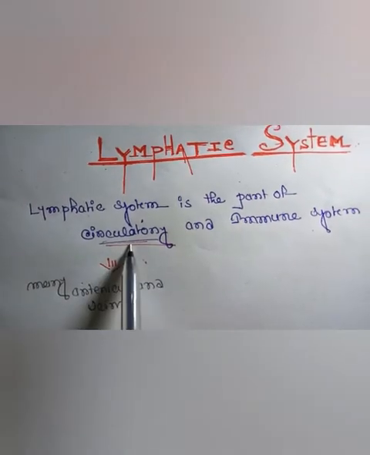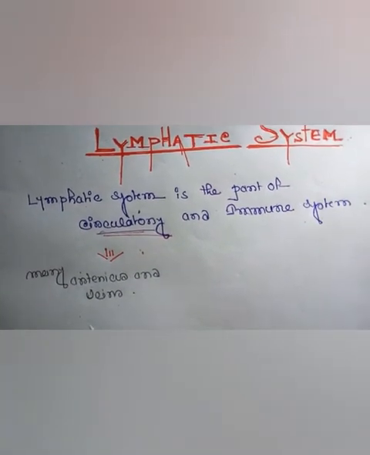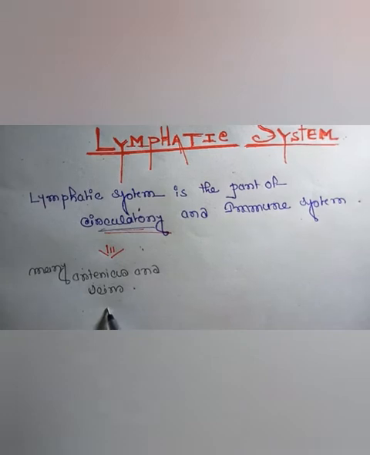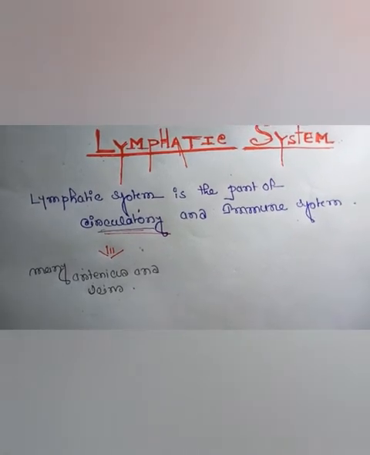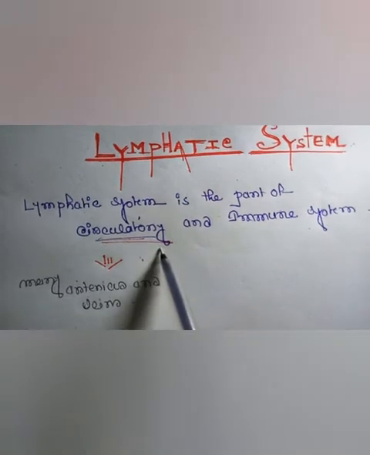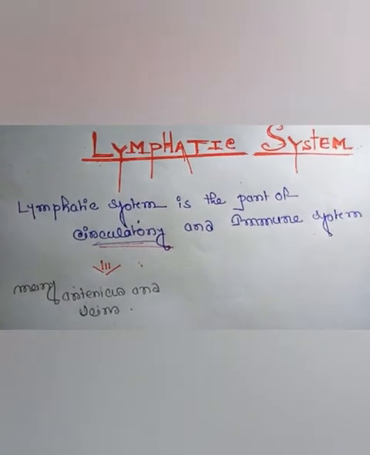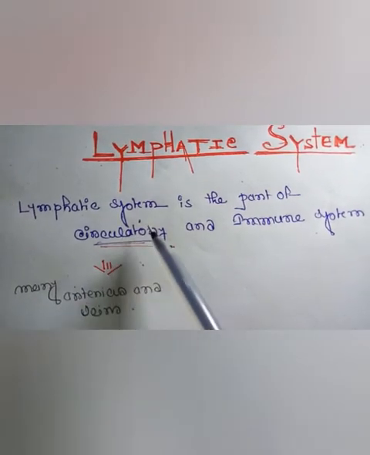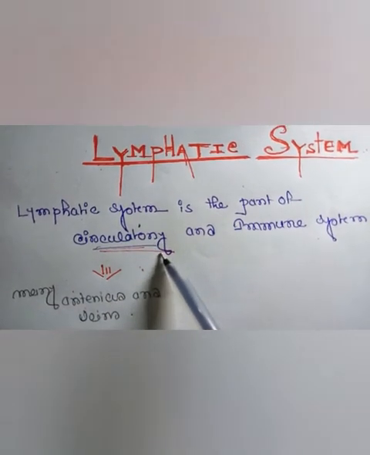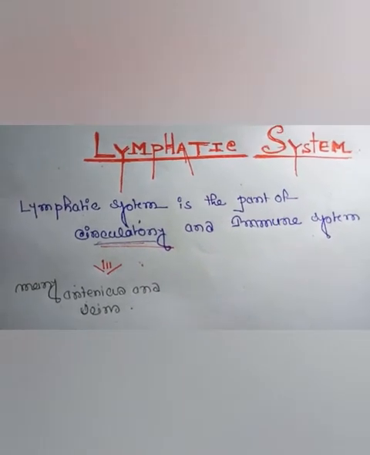In the circulatory system, there are many arteries and veins, and through these arteries and veins, blood flows to the whole body. The same thing applies in the lymphatic system. In the lymphatic system, there are lymphatic vessels through which lymph flows almost everywhere in the body.